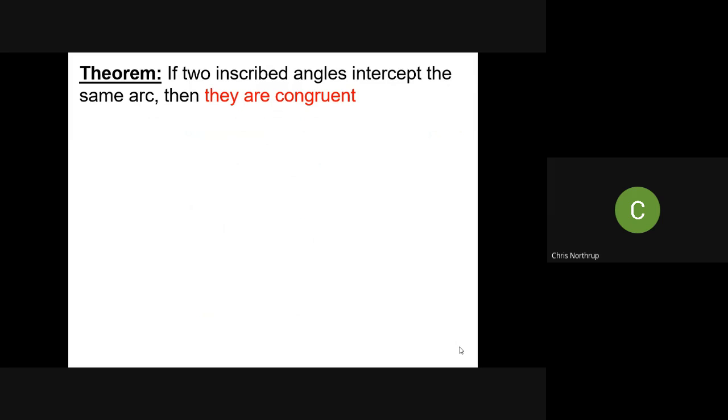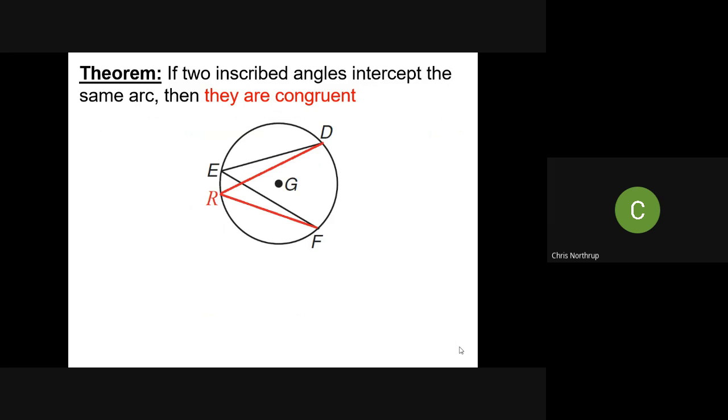Now let's suppose that we have two inscribed angles and they intercept the same arc. They will have to be congruent. Using that same picture, looking at arc DF, angle DEF is always half of arc DF. But if angle DRF also has that same intercepted arc DF, it's also going to be half of whatever arc DF is. So angle DEF has to be congruent to angle DRF. They have to have the same measurement because each of them is half of the same measurement.